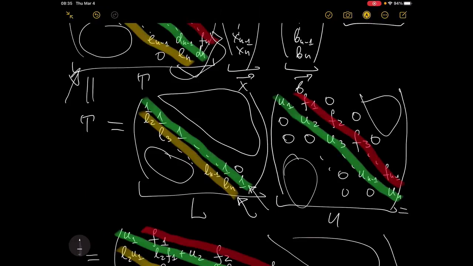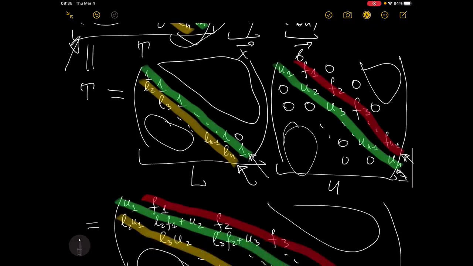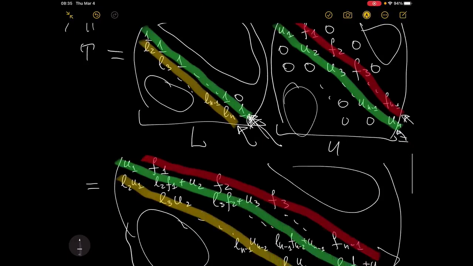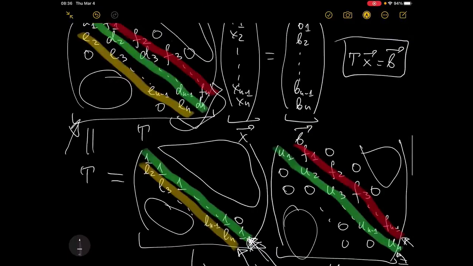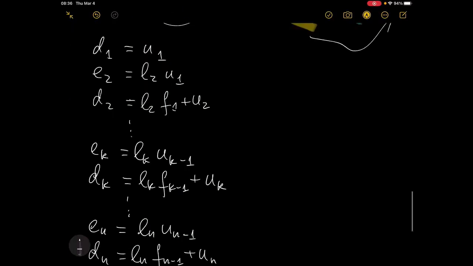So I need to find these L's, these U's and these F's, right? Because these are all non-zero elements. Okay, these ones I know. So here, this diagonal, main diagonal consisting only of ones, I know. So if I will be able to express my L's, U's, and F's through these corresponding elements, as you will see, these F's will coincide with these F's. So then I've done LU factorization. Okay, let us do this.